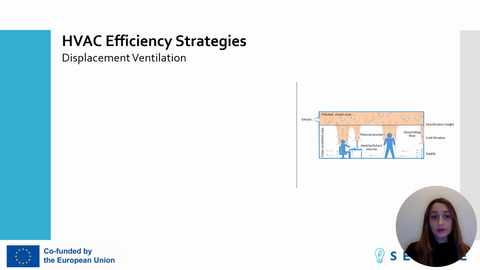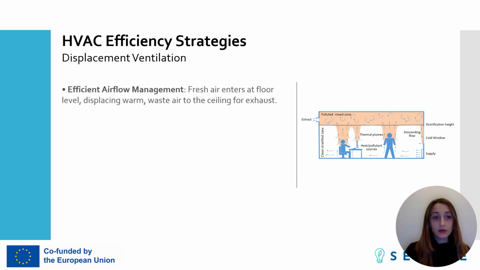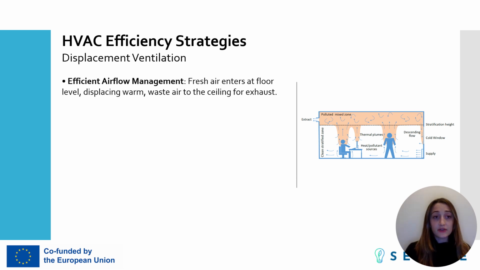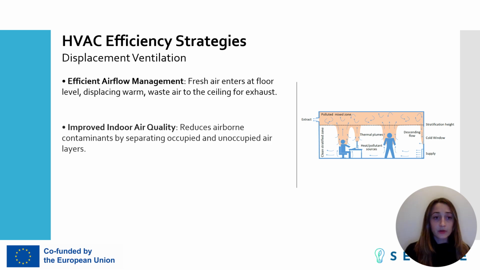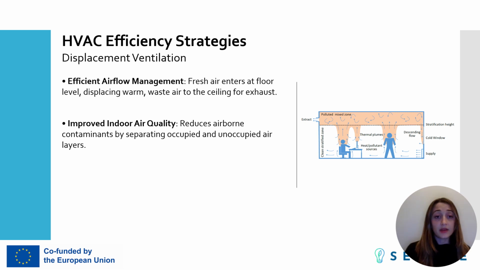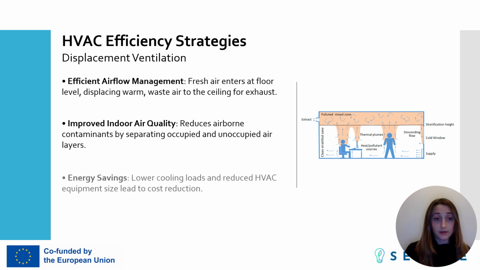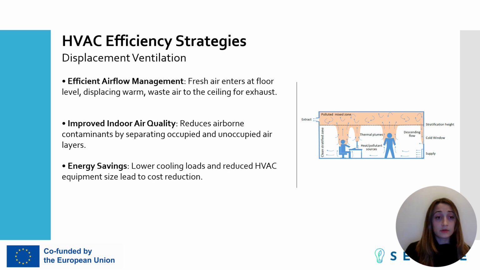Another important strategy can be displacement ventilation. Efficient airflow management can improve the efficiency of our system. Fresh air enters at floor level, displacing warm waste air to the ceiling for exhaust. In this way, we have improved air quality, separating occupied and unoccupied air layers. This system can also improve energy savings by lowering cooling loads and reducing HVAC equipment size, leading to cost reduction.